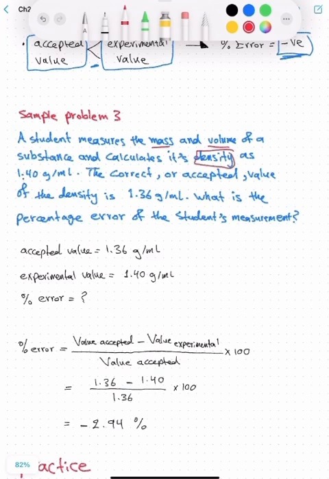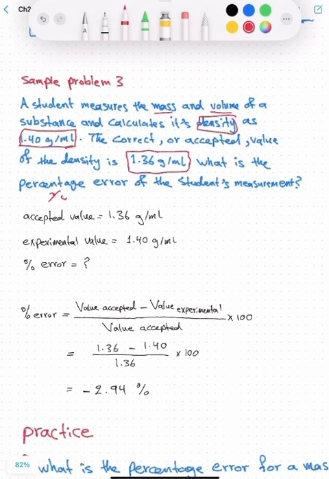So we have the density, which is this one. The correct or accepted value of the density should be this one. So theoretically, we should get 1.36. The student has got 1.40, not 1.36. So what is the percentage error of the student's measurement? What do you do? Write down what you have from the question, then the rule, then answer it, okay?